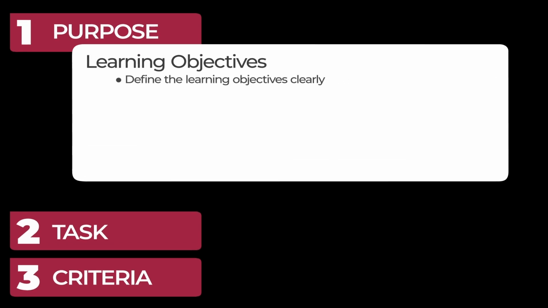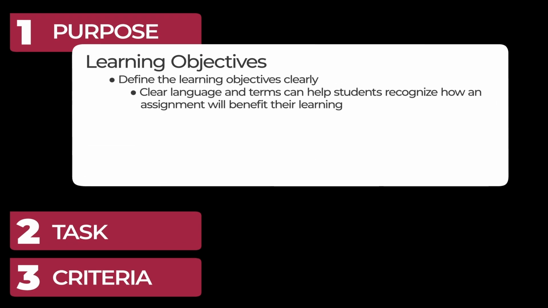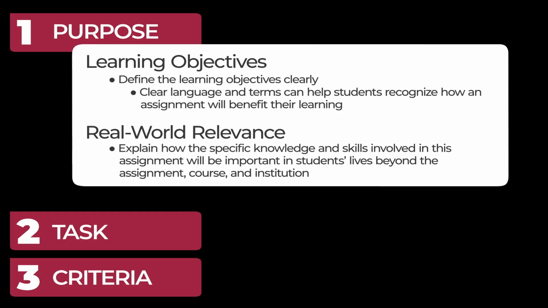So how do we TILT an assignment? There are three parts to TILT. The purpose, task, and criteria all need to be clearly explained. When we talk about purpose, you want to clearly define the learning objectives at the beginning of the assignment using clear language and terms that can help the students recognize how the assignment will benefit their learning. In addition, it's good to explain how this assignment will be relevant in the real world and how it will be important in students' lives beyond the assignment, beyond the classroom.